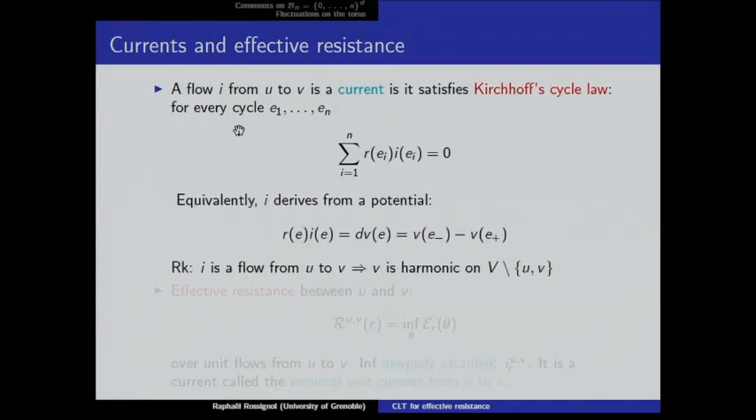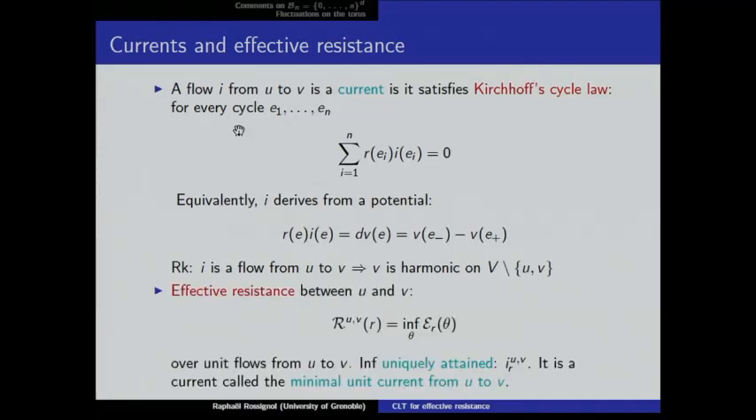This is equivalent to saying that I derive from a potential, so that there exists some function V on the vertices such that R of E times I of E equals the voltage drop along E. A small remark: when I derive from a potential, the fact that V is harmonic at X is equivalent to the fact that I satisfies the node law at X.